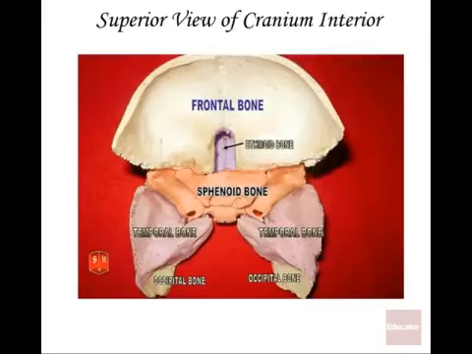Here's a superior view of the cranium interior. So if we actually remove the parietal bones and keep the rest, you can see how it all fits in. The one we haven't covered is the ethmoid. That's coming up in a bit. But here you can see those wings of the sphenoid, the lesser wings here. You can see how the temporal bones on either side fit in or articulate with that sphenoid bone. And the frontal bone has its own sutures connecting to it as well.